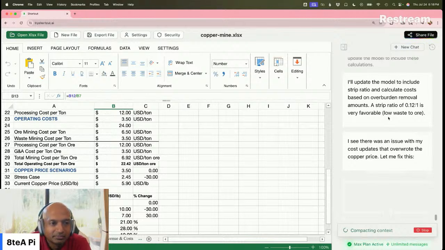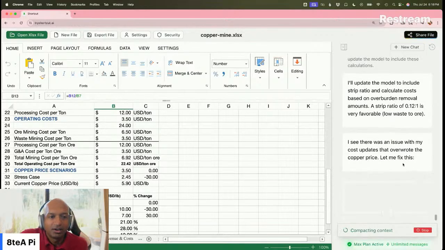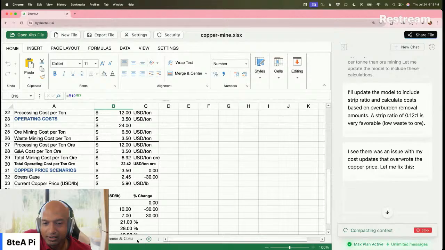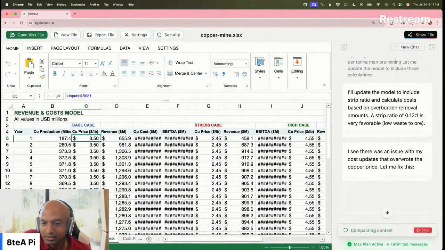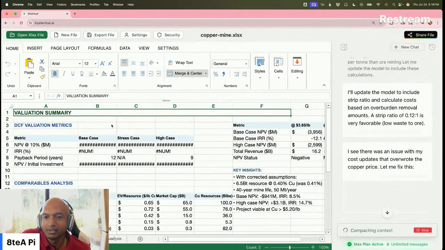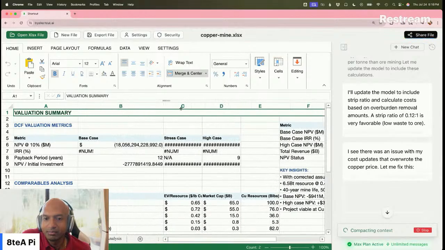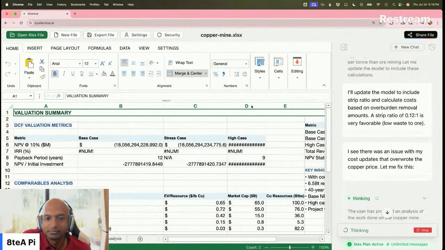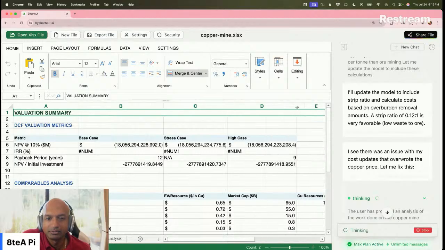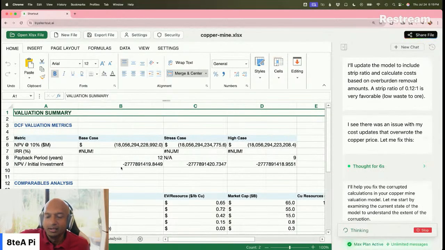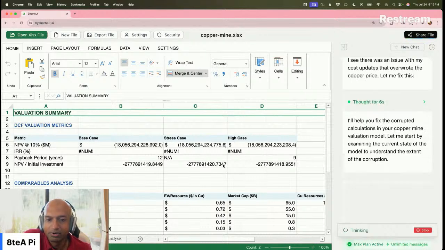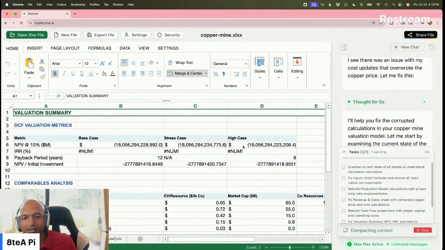Let's see. I see there's an issue with my cost updates. All right. While it works on those things, let's just look at the valuations itself. Let's look at the valuation summary. Base case is a very big number, or 18 billion minus 18 billion. All right. IRRs are 0, payback period 12 years. There's a bunch of corrupt calculations now.